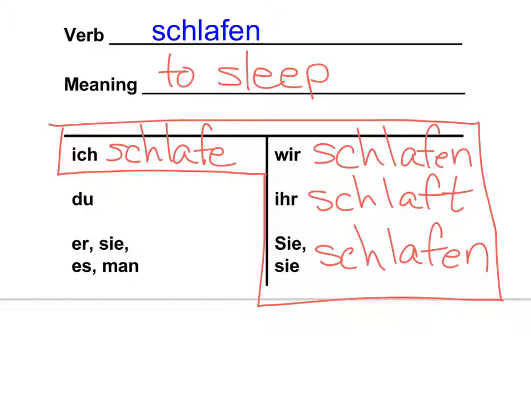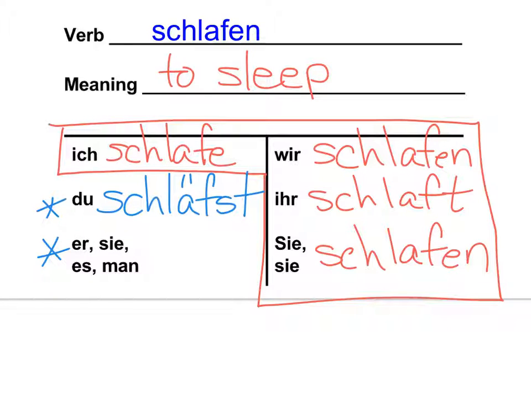For du and er/sie/es, we're going to add umlauts to the A. So here's what it was before. Now you're adding umlauts. And then your ST ending. So try that. Schläfst. Yeah, everybody. Schläfst. What's er/sie/es man going to be then? Schläft. Good. Yeah, so it's the same as du, just with a different ending on it. So if du changed, then er/sie/es man changed.